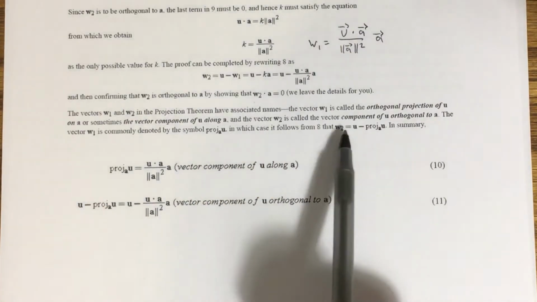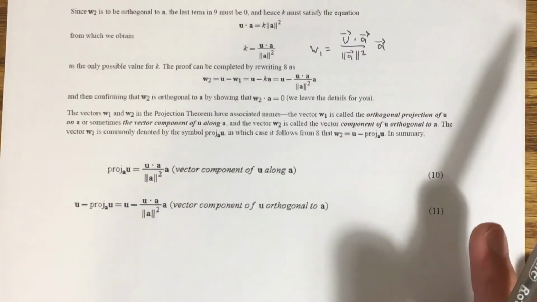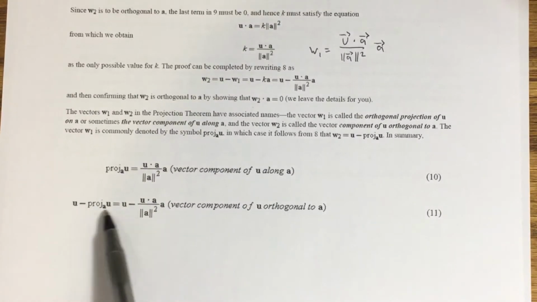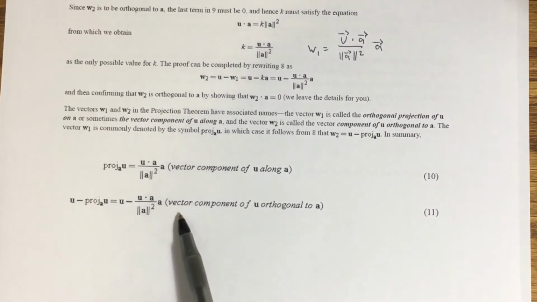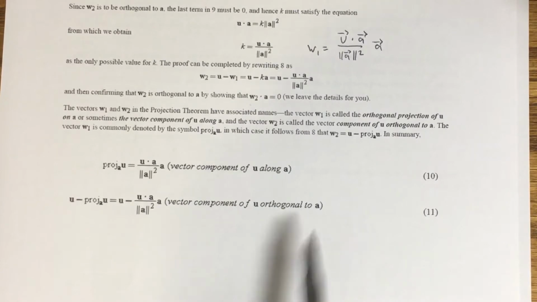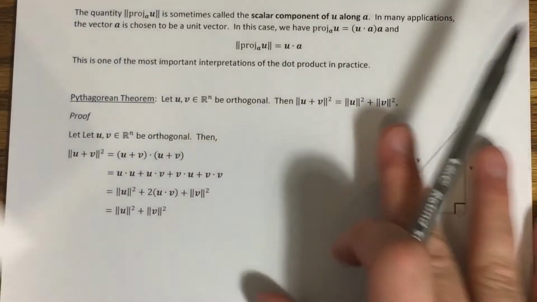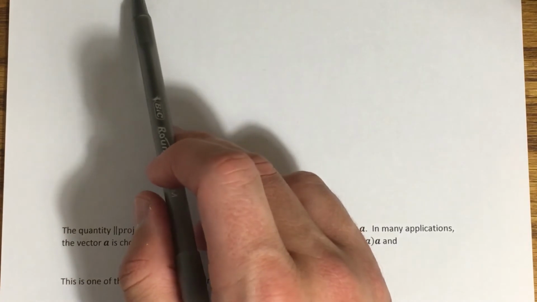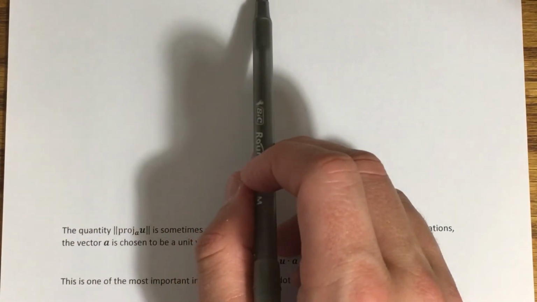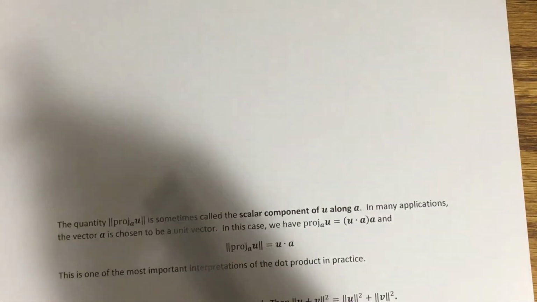The other vector, W2, which we found was equal to U minus W1, we're not going to give that a special name. We just call it U minus this vector component of U along A using this notation. And we called the result of this the vector component of U orthogonal to A. So the difference is along A and orthogonal to A. Okay? So let's use this in an example. I have a vector U and a vector A, and we want to find both of those vector components, the vector component of U along A and orthogonal to A.